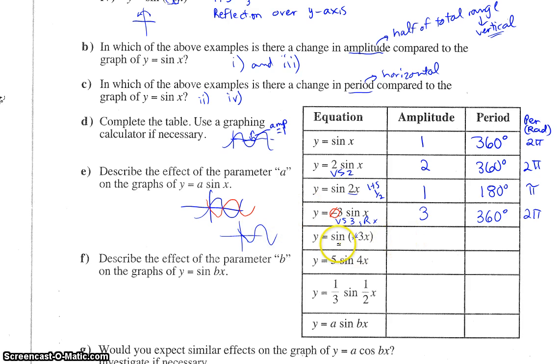Okay, so we have the horizontal stretch by a factor of 1/3. Amplitude is still 1, since we didn't do anything vertically. Horizontal by 1/3, we'd go 360 times 1/3, which would equal 120 degrees. Or 2 pi times 1/3 would equal 2 pi over 3.